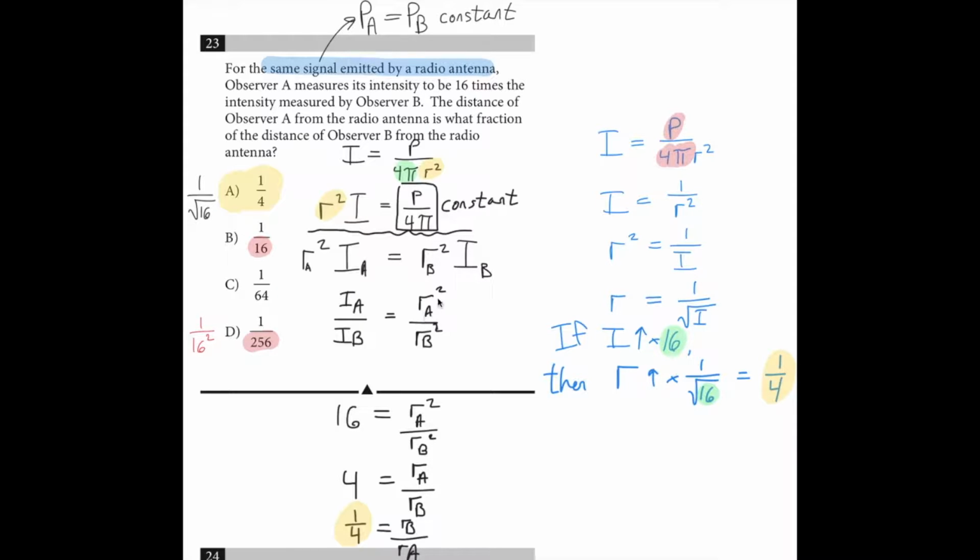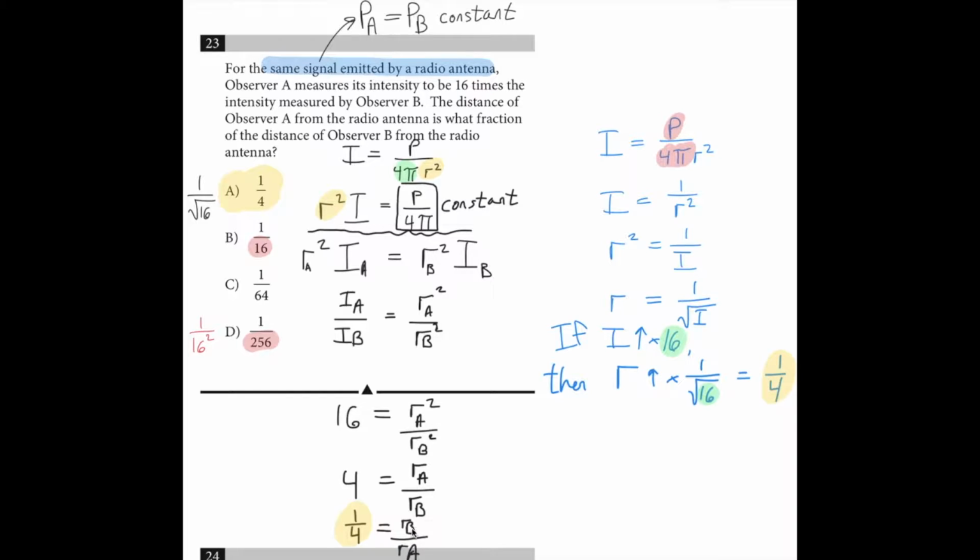Here, you've got RA squared and RB squared. So moving everything else to the other side, you get this. And actually, because it's 16, you can take the square root of both sides. You get 4 is equal to RA over RB. And if you take the reciprocal of both sides, you get RB over RA.